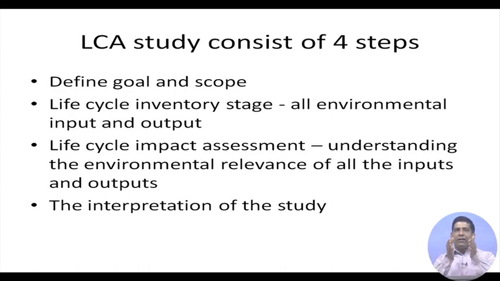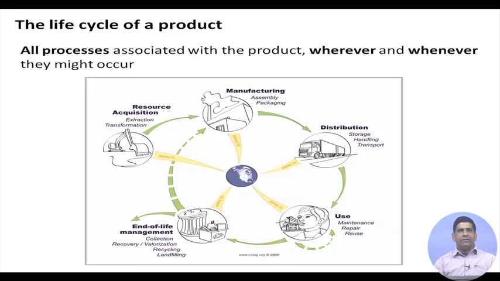Then we need to look at the life cycle inventory stages. Before that, we also have to define the functional unit and function, and we'll talk about that. Then there is the life cycle inventory, all environmental input and output. Then we go from there to the impact assessment, understanding the environmental relevance of all the inputs and outputs, and finally we will have to interpret the study, and we'll see that as well. So we'll go through these 4 steps one by one.